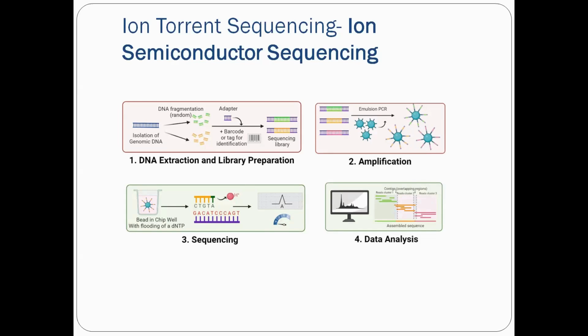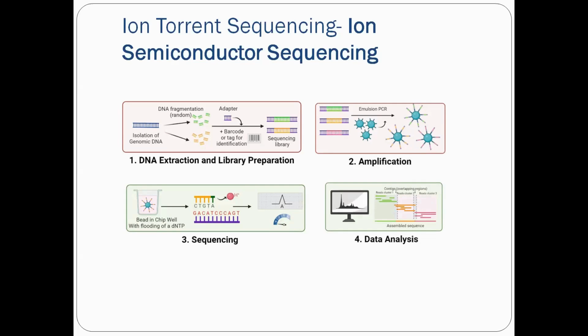it releases hydrogen ions, which changes the pH of the solution. And the ion sensor on the chip will detect the change in the pH as an electrical signal. So through detecting these signals, the sequence of the nucleotides that are incorporated during the sequencing process is determined. And of course, the data analysis is done after the sequencing is done.